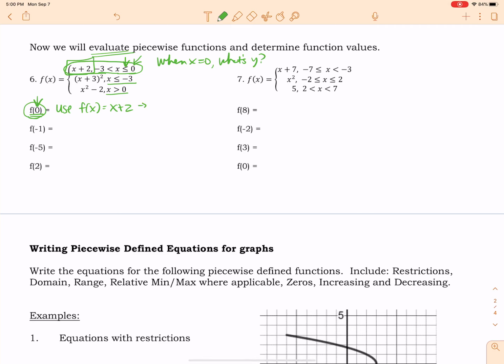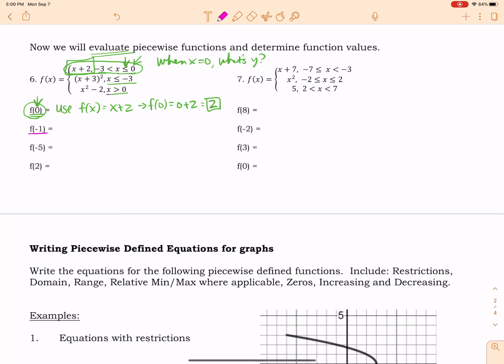So I'm going to simply write f of 0 equals 0 plus 2 because anywhere the x is, I plug in the 0, and that's 2. That is my answer. All right, now let's look at the next problem. Now I want to know what f of -1 is. Well, let's look at these again.